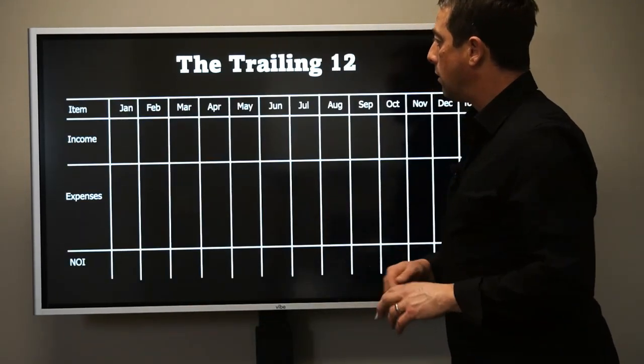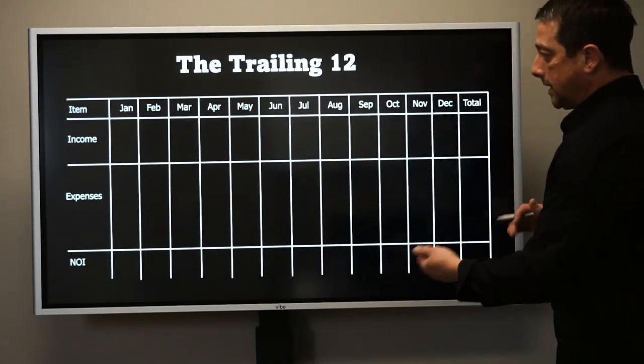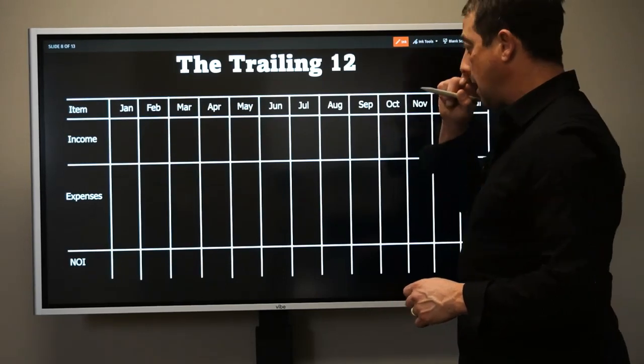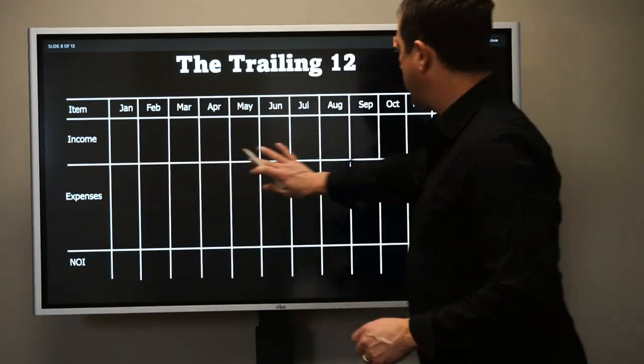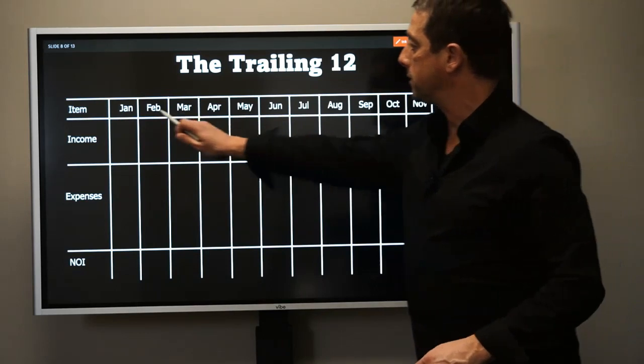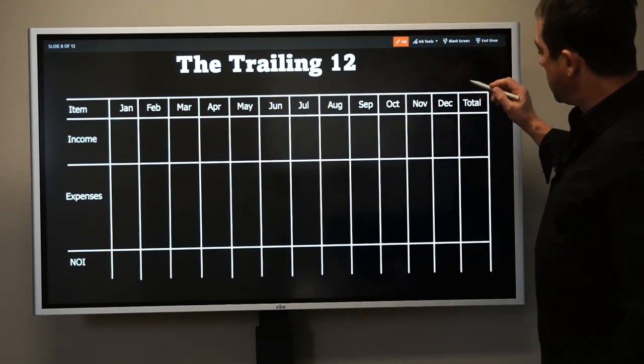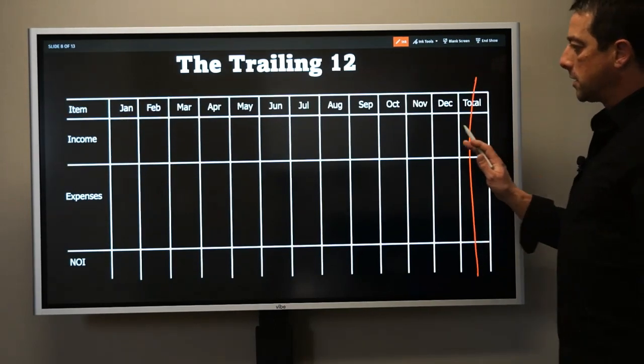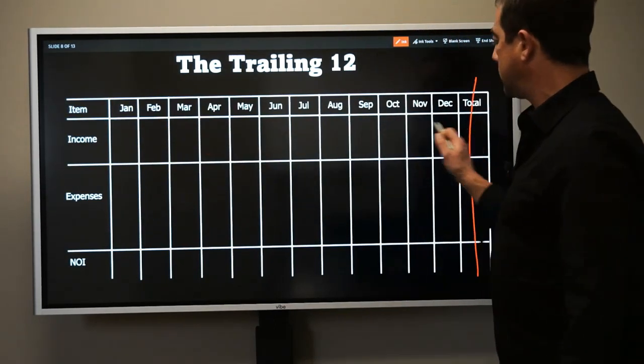Okay, so this is a mock-up of a T12 here, not a real one, obviously, but this is a general breakdown. You can see it's in a month-to-month format, as we talked about. You're going to have this column over here. This is going to be your total column, right? That's going to be totals of all of these things here.